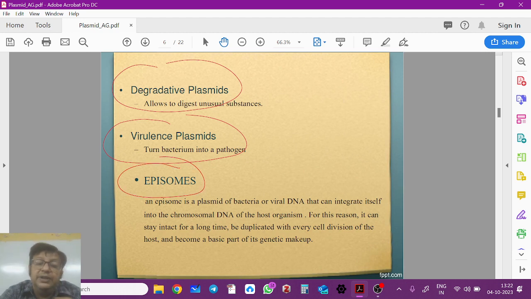Then episomes. They are very strange plasmids. An episome is a plasmid of bacterial or viral DNA which can integrate into the chromosomal DNA when required. So maybe the virus comes and injects its DNA inside, wanting the cell to replicate its viral DNA. But sometimes the extrachromosomal circular DNA linearizes and integrates into the bacterial chromosome and becomes part of it.